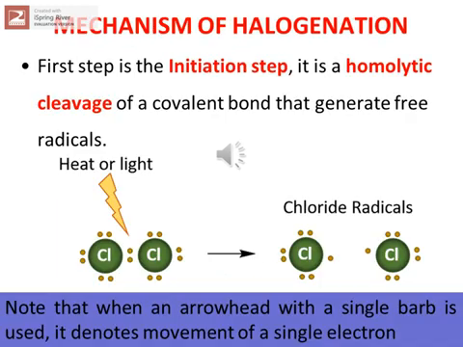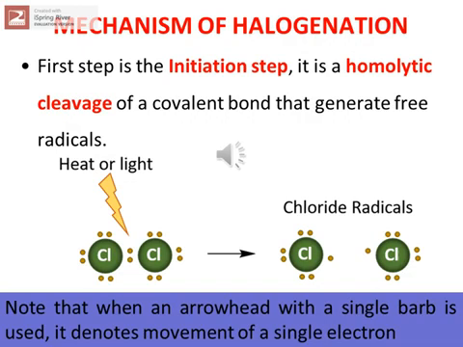Now let us discuss the mechanism of halogenation. Halogenation of alkanes comprises three steps. The first step is the initiation step. It is the homolytic cleavage of a covalent bond of halogen atoms that generates the free radicals of halogen. Here in this case, you may see that a molecule of chlorine is homolytically cleaved with the help of heat or light to produce two free radicals of chlorine.